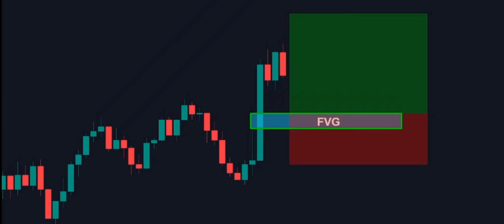Remember, trading on the live chart involves real money and real emotions. It's a whole different game compared to paper trading or simulation.